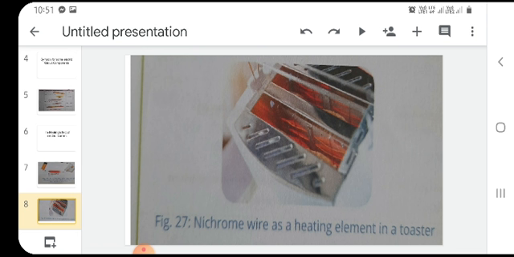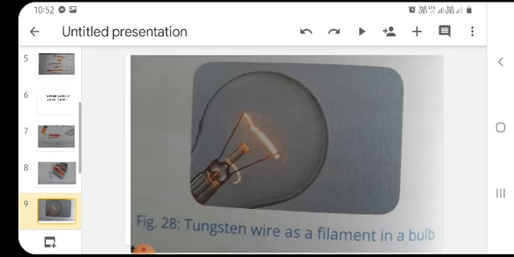Thus, the materials used for producing heat by way of the heating effect of electric current are called heating elements. Tungsten filaments in bulbs and nichrome wires in household or industrial heating appliances are some examples of heating elements. In a bulb, there is always a tungsten wire as a filament.